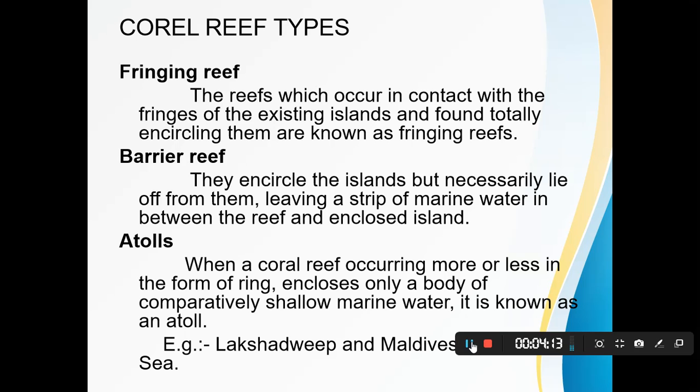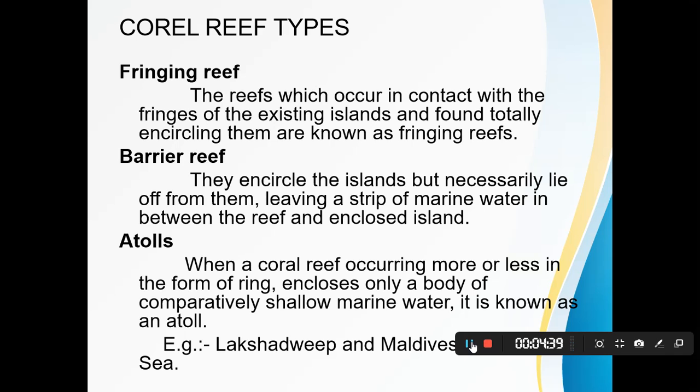First one, fringing reef. The reefs which occur in contact with the fringes of the existing islands and are found totally encircling them are known as fringing reefs. Then barrier reef. They encircle the islands but necessarily lie off from them, leaving a strip of marine water in between the reef and enclosed islands.